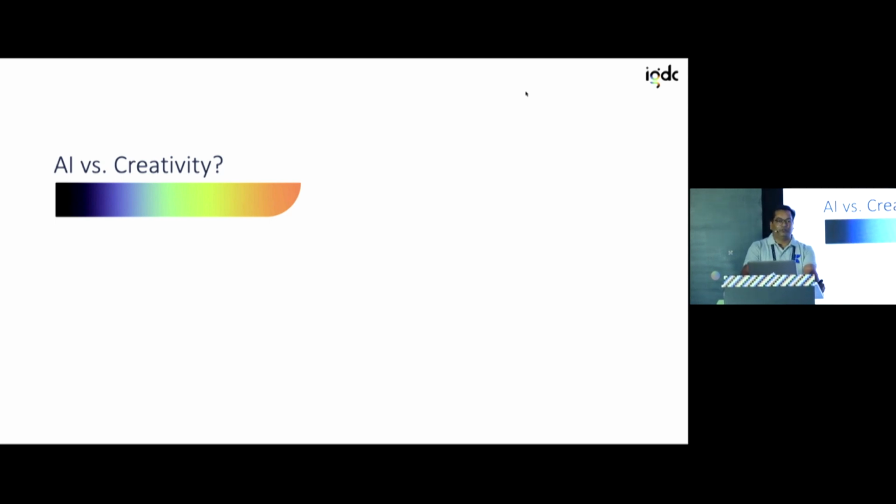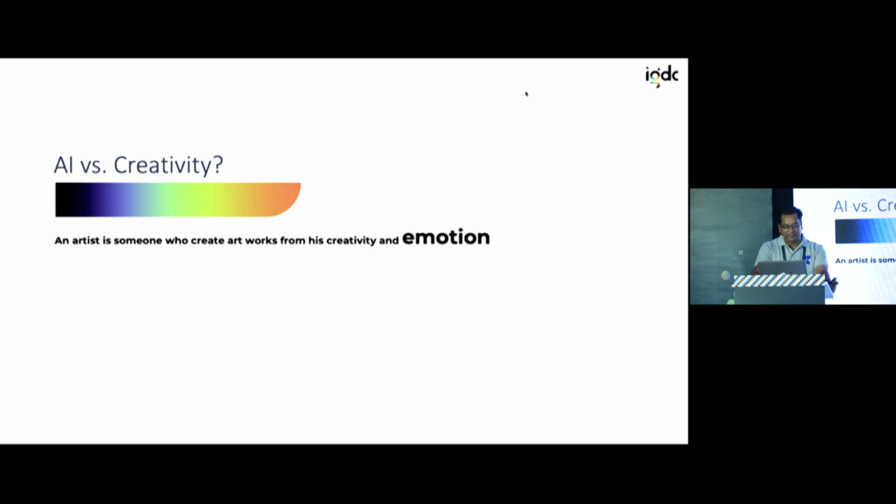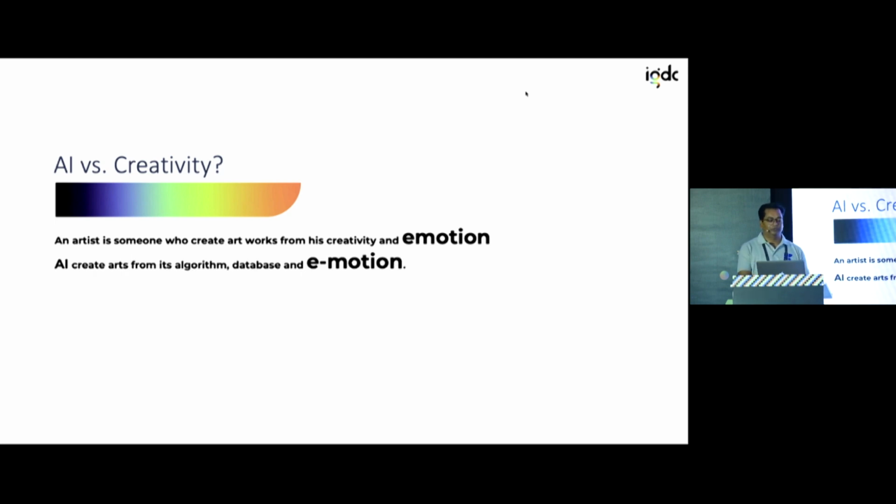Is AI going to be creative? Then we need to know what artists do. Artists create art from their creativity and from emotion. But what about AI? How does AI do this? AI creates images from its database, from its algorithm, and its emotion means speed, faster. It's not creative. It's working simply from an algorithm and from its database.